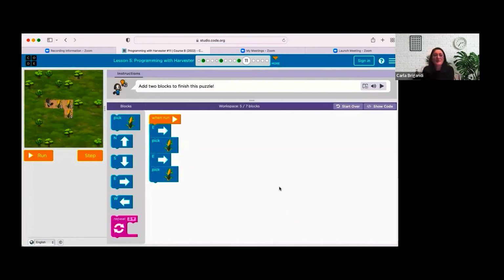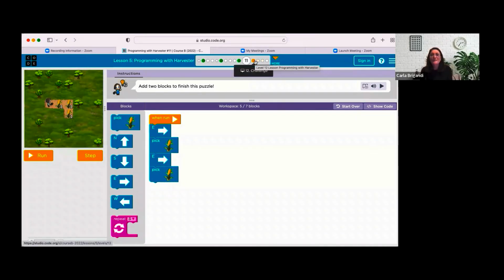I'm going to skip. Again, we're going to let students have student-centered time. You can see they get progressively a little bit more complex. This one has 3 ears of corn, but there's also a turn where our harvester has to change directions. But let's go to 12.